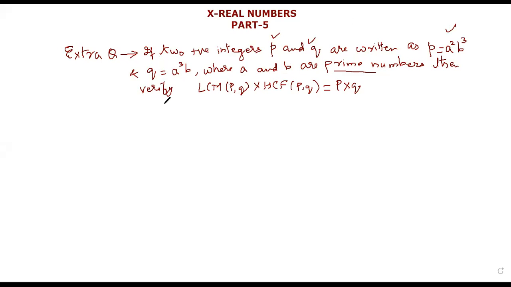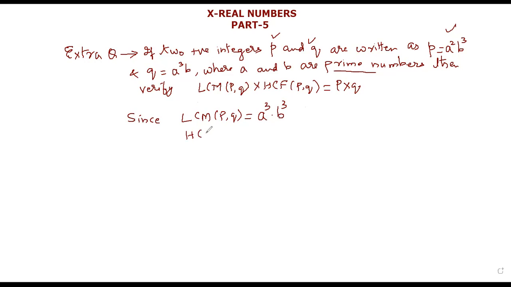We have to verify. So for verifying, first we will find LCM and HCF, and then we will verify it. You can find LCM or HCF, anything first. In LCM, I told you that we have to take the maximum power. A is common, but the highest power of a is a cubed. B is common, highest power of b is b cubed. So LCM will be a cubed b cubed.